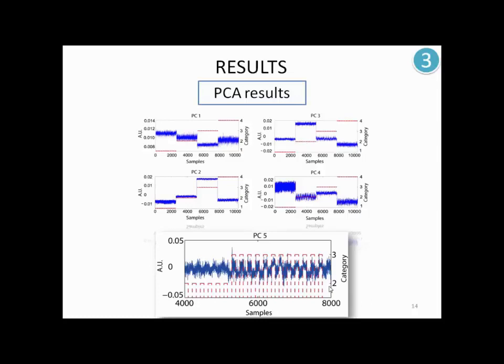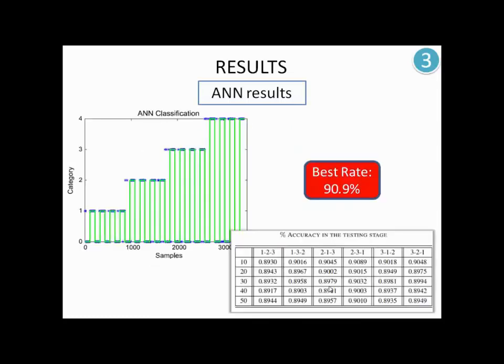Now, if we want to process this other data with an artificial neural network, we can achieve this classification. Here we can see the classification rate that is near 91%, and we can observe that from 1 to 4 are identified the 4 zones we mentioned before, and the 0 is when we don't apply any strain to the fiber. We tested this with different numbers of neurons and different kinds of configuration, and the best rate is 91% accuracy.